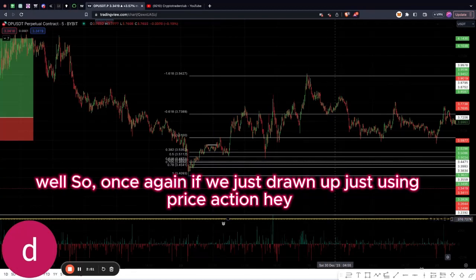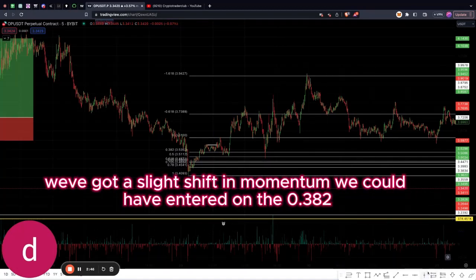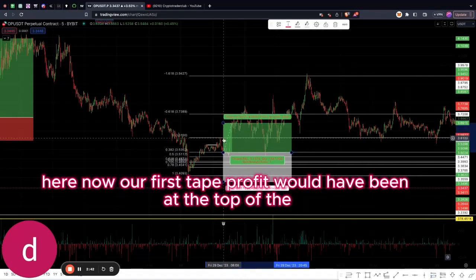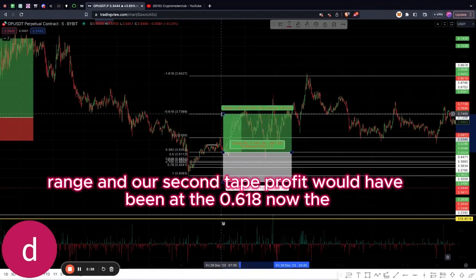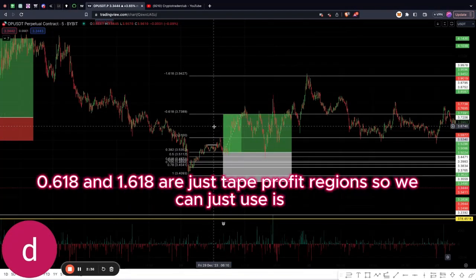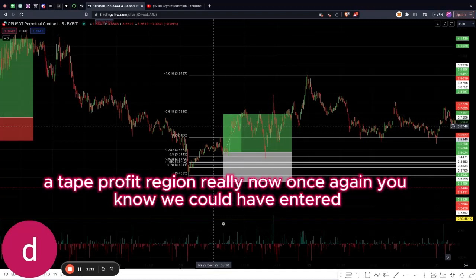So once again, just using price action, just showing that, hey, we've got a slight shift in momentum, we could have entered on the 0.382 here. Our first take profit would have been at the top of the range, and our second take profit would have been at the 0.618. The 0.618 and 1.618 are just take profit regions, so we can just use these as take profit regions, really.